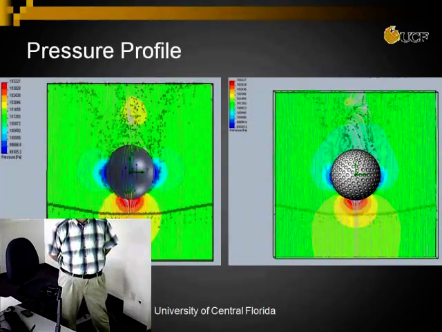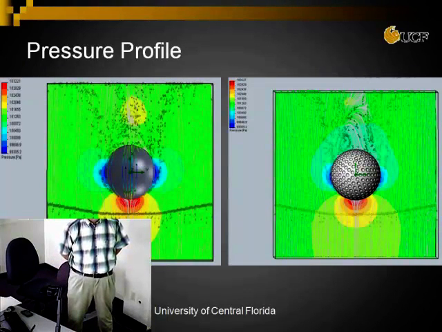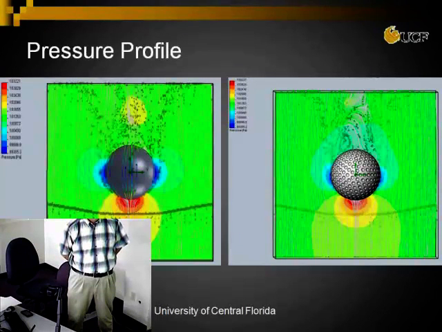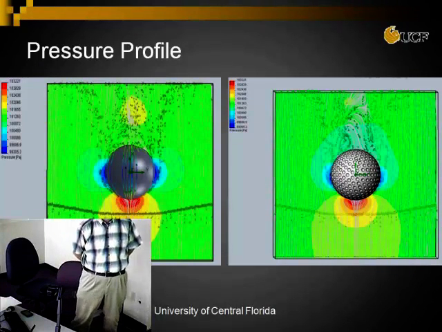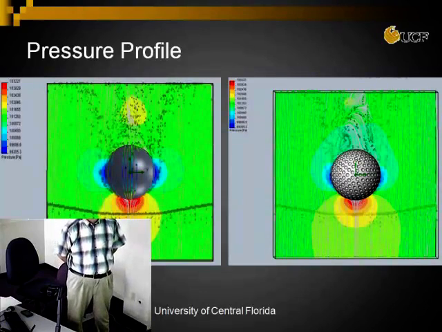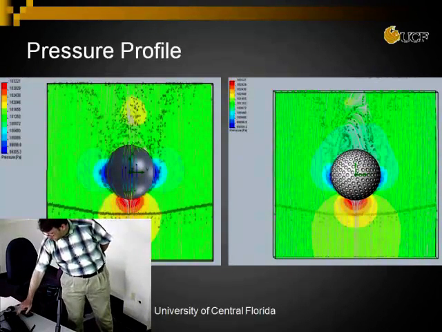You can clearly see the turbulent flow. When you look at the smooth sphere, you can see that the drag at the end of the sphere is more narrow. When you look at the actual golf ball, you can see it's a more smooth profile. That's going to allow it to travel farther. You can click the next slide.